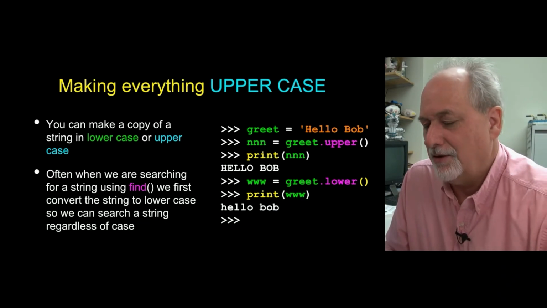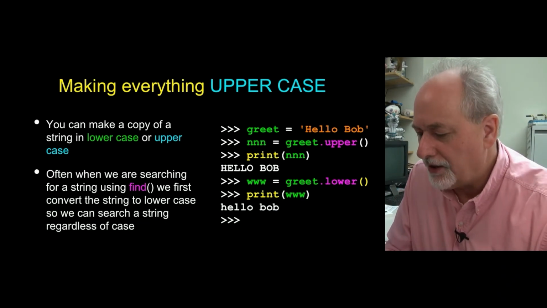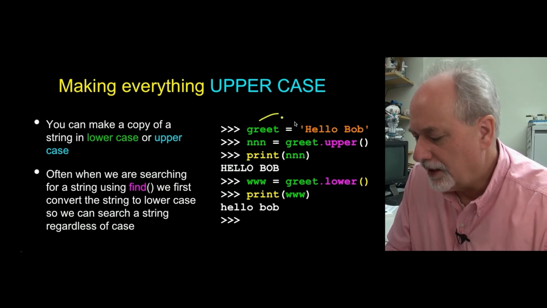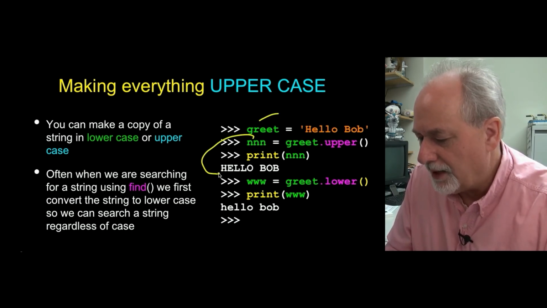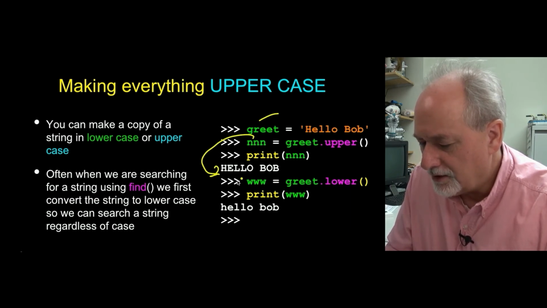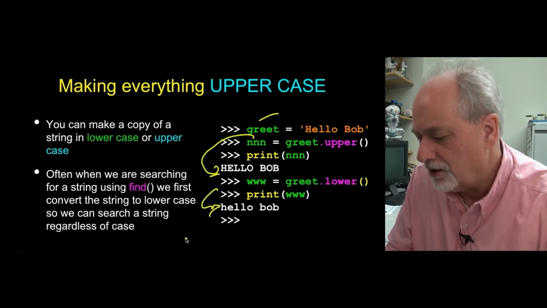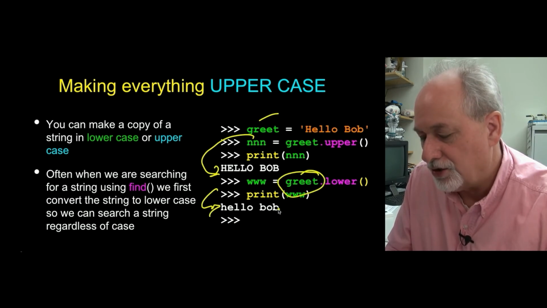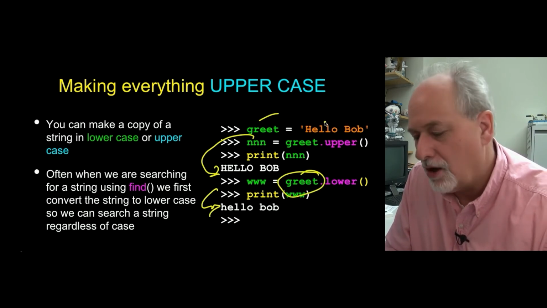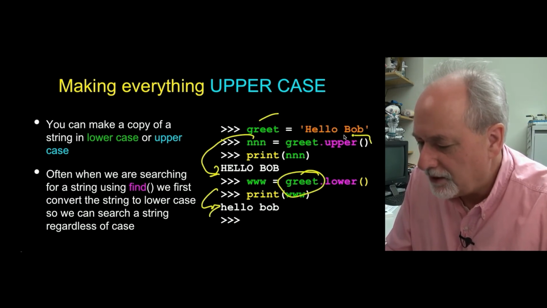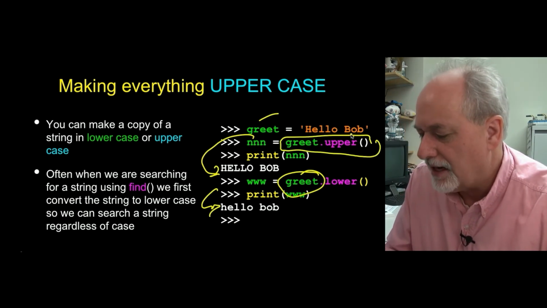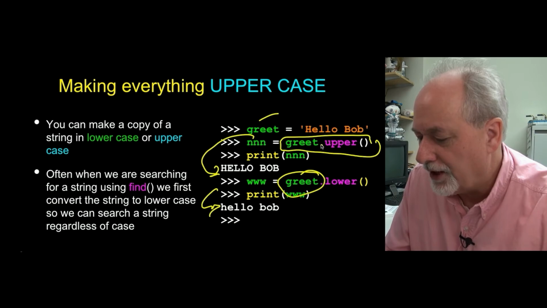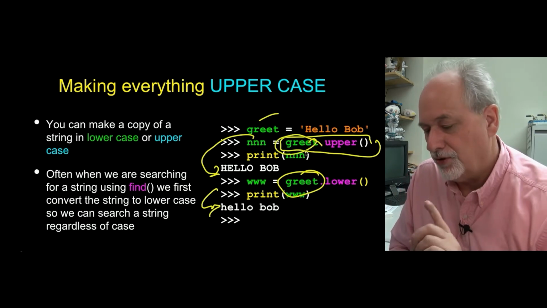Upper or lowercase, there is an upper method and a lower method. So greet.upper, and that means the uppercase NNN is hello Bob. Greet.lower, that means that www is the lowercase hello world, and greet is unchanged. Greet is still hello Bob with upper and lower, because each of these methods basically say, I'm going to give you back an uppercase copy or a lowercase copy of the original thing without changing the original thing.